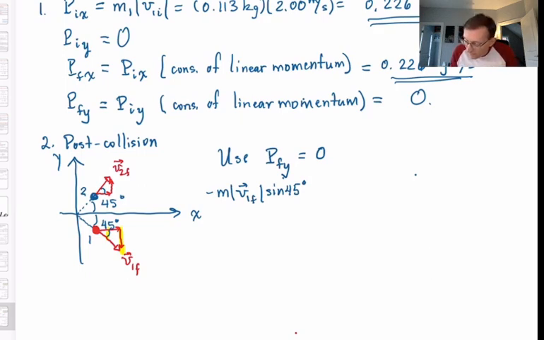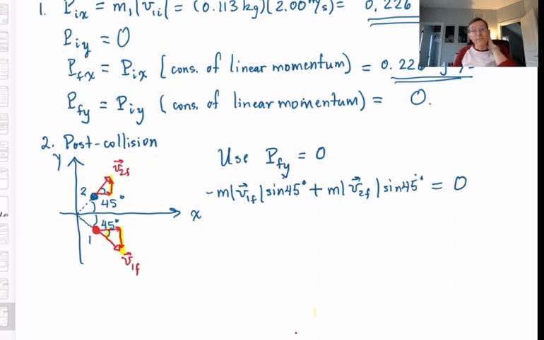Now the y momentum for particle 2 is definitely positive because the y velocity for particle 2 is positive. There's the y velocity for particle 2 right there, and that y velocity is magnitude v2 final times sine of 45. So the y momentum will be m magnitude v2 final sine 45. And there are the two y momenta. They must total to 0.